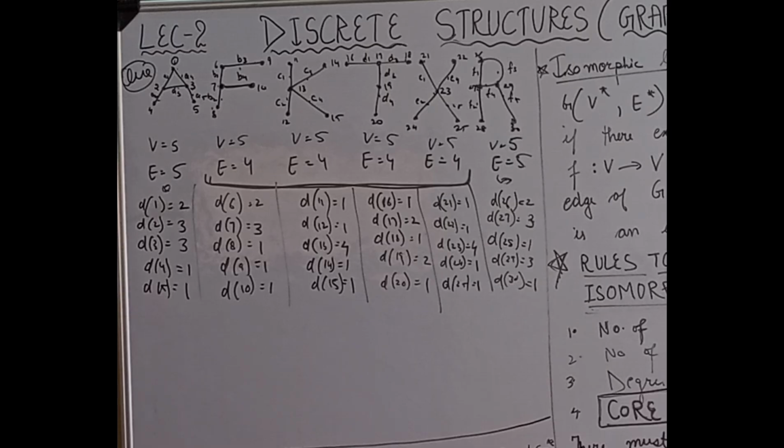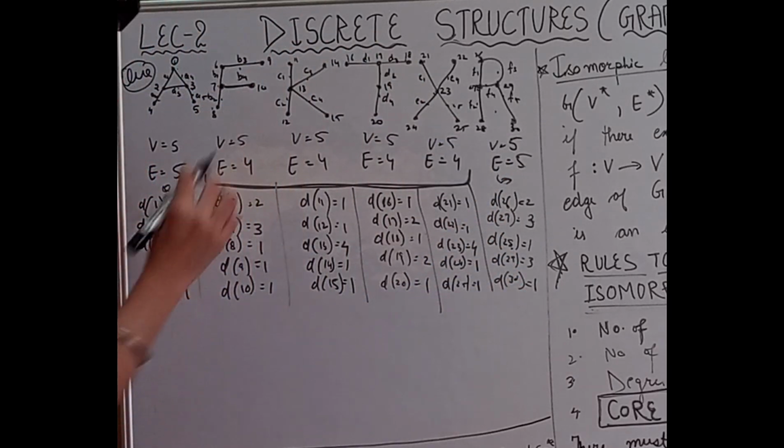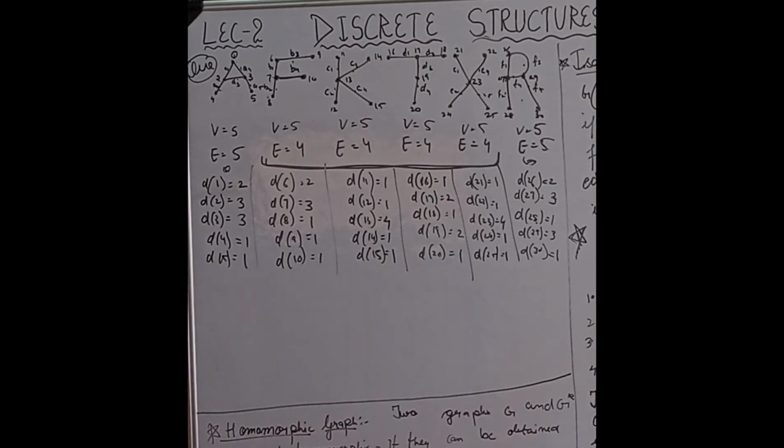How we'll check this, I'll show you. First of all, let's make a correspondence between the vertices. Then from these vertices we'll make the correspondence between the edges. So 1 will correspond to the vertex with the same degree in the second graph. Let's start. 1 will correspond to 26. 2 will correspond to 27. 3 will correspond to 29. 4 will correspond to 28. And 5 will correspond to 30.